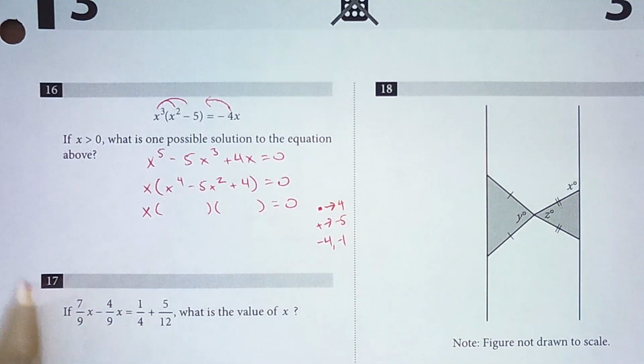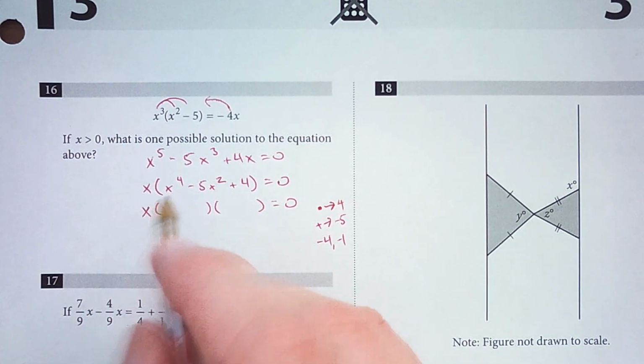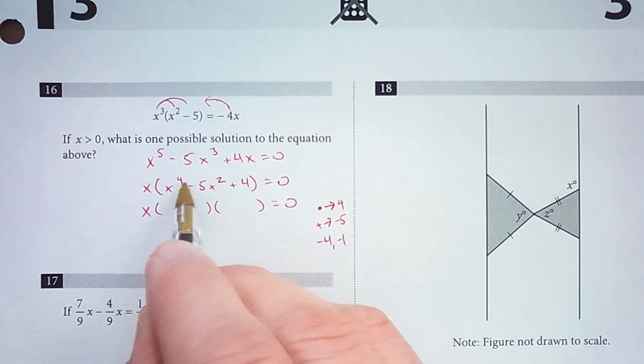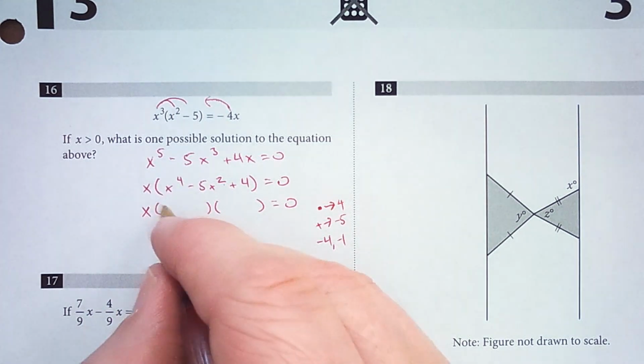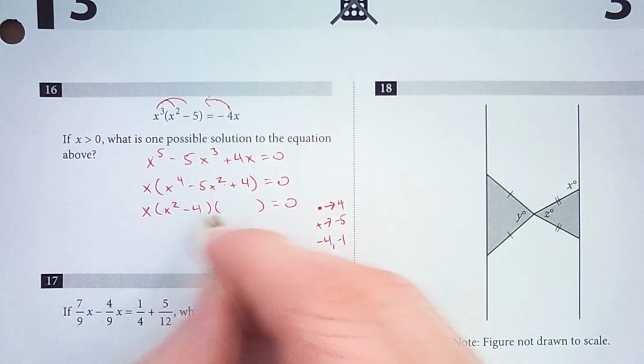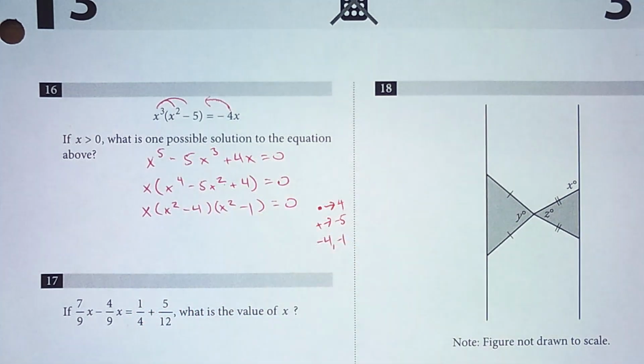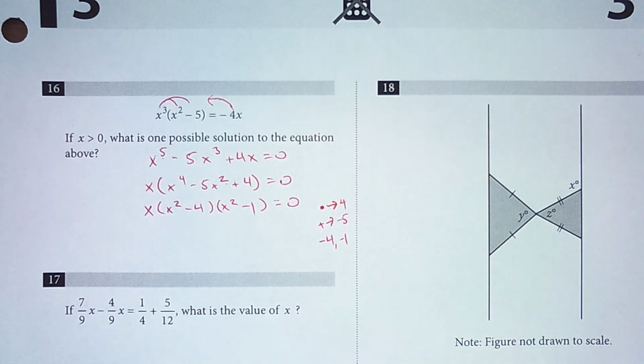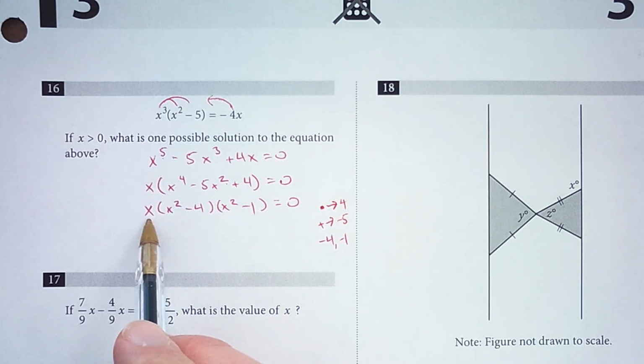Okay, but this is slightly different from most of the time when we factor, where we would have x minus 4 times x minus 1. Since it's the 4th power and the 2nd power here, it's going to be x squared minus 4 and x squared minus 1. Now we can get 5 solutions from this, and I know that because the biggest exponent is 5, so there's definitely 5 solutions. So in order to get those solutions, first, what value of x makes this factor a 0?